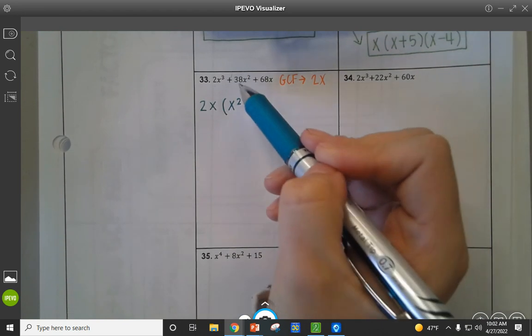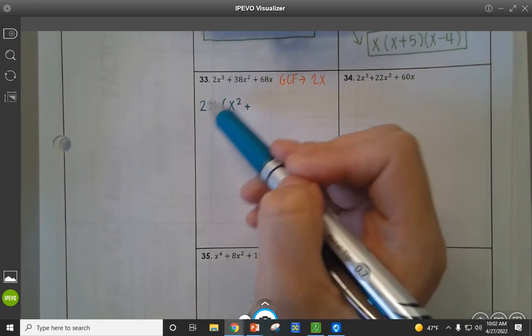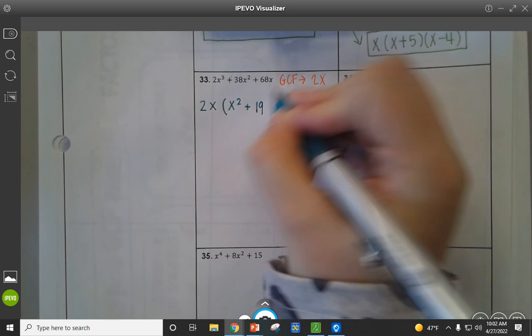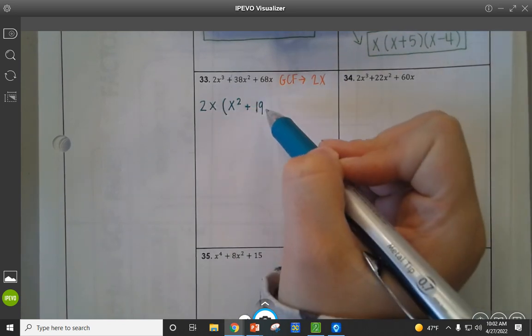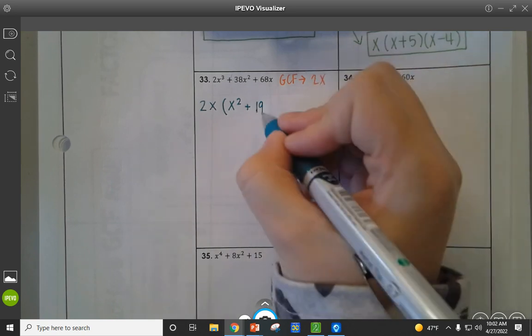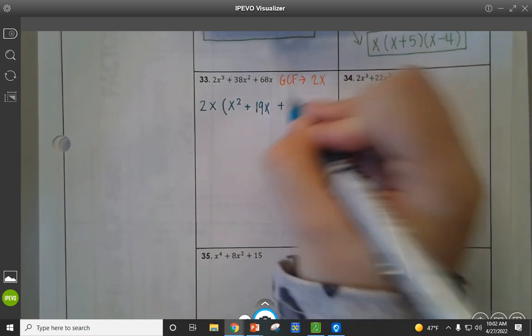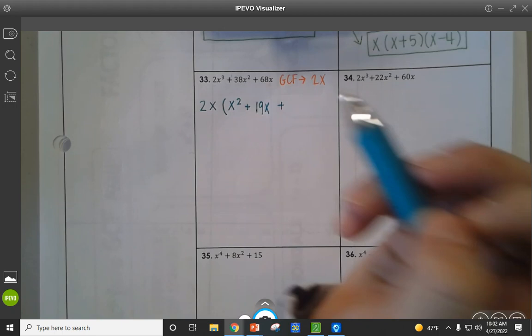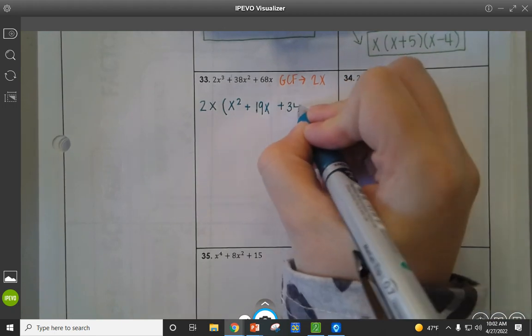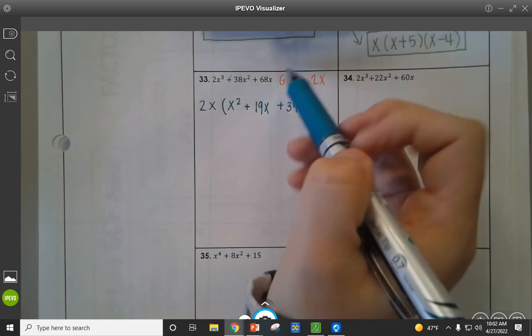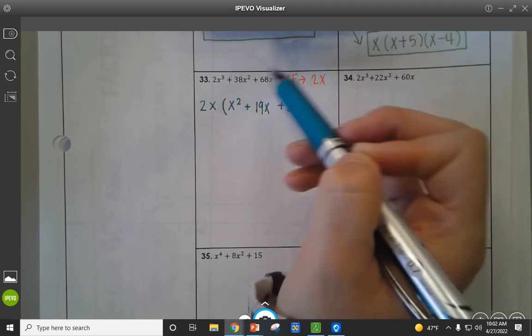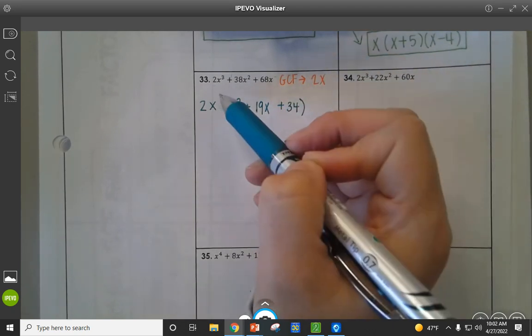Plus, what's 38 divided by 2? 19. And then I had x squared, and I took one of the x's out. So what's left over? X. Plus, what's 68 divided by 2? 34. Do I have an x with this one? No, because I started out with just one x, and I took that single x out.